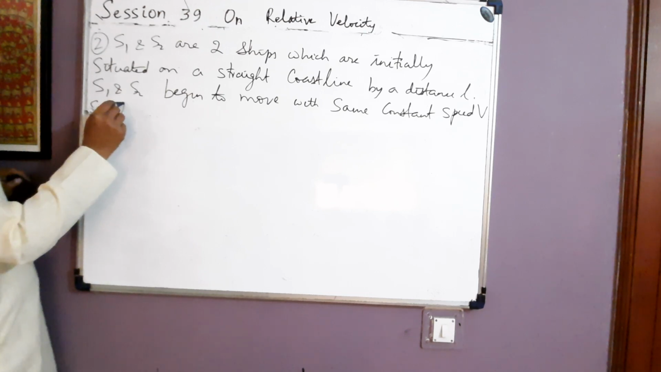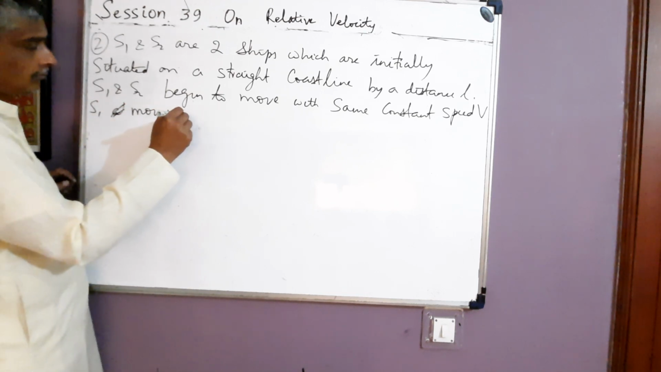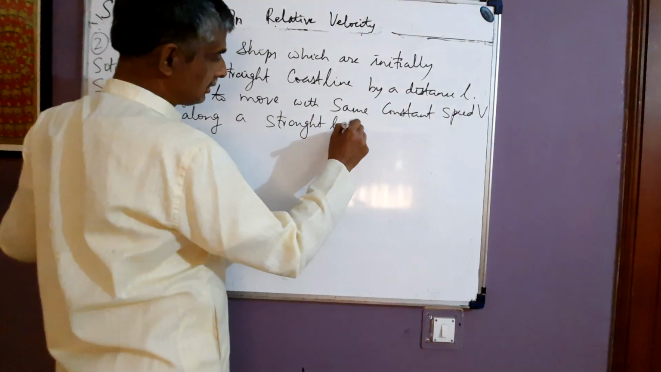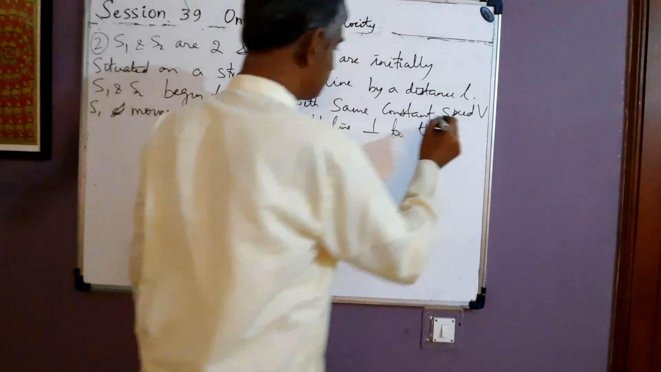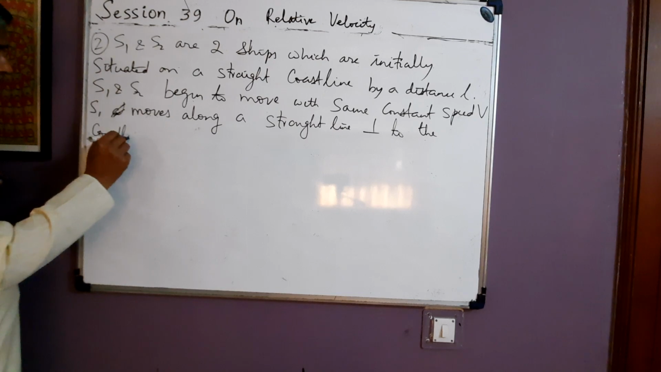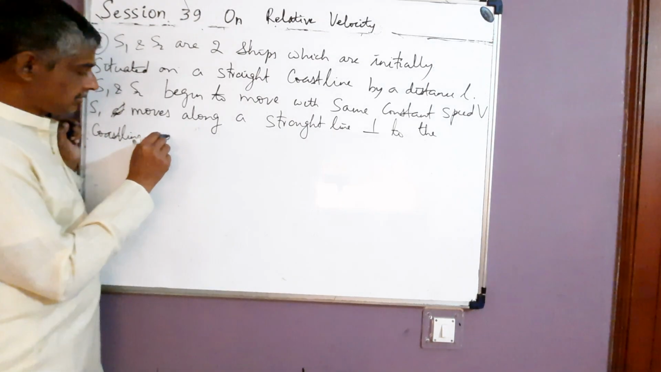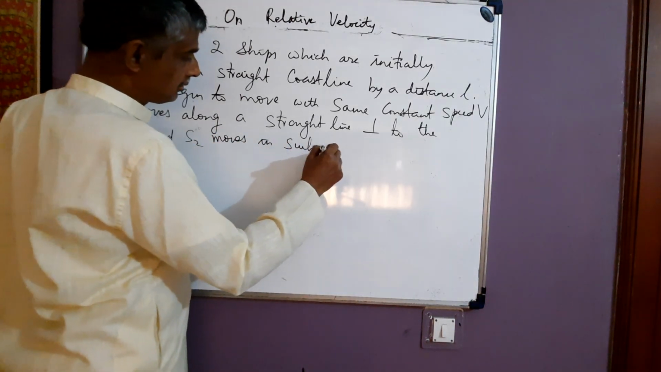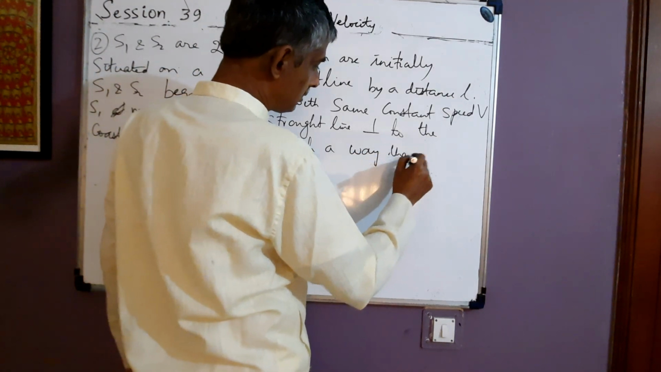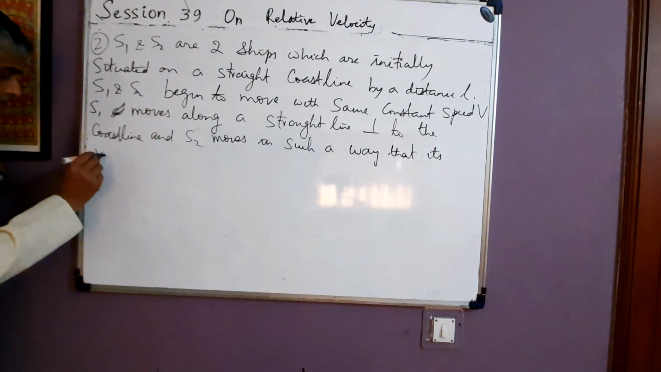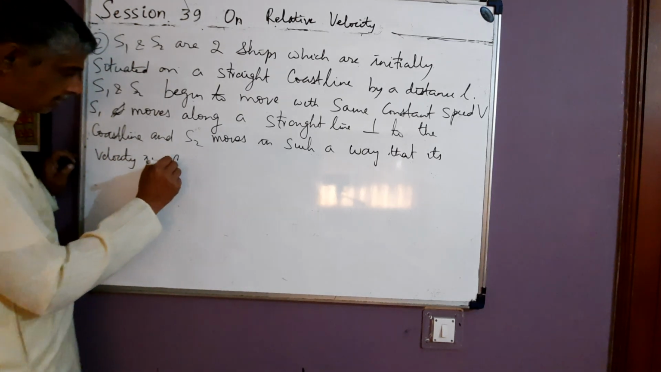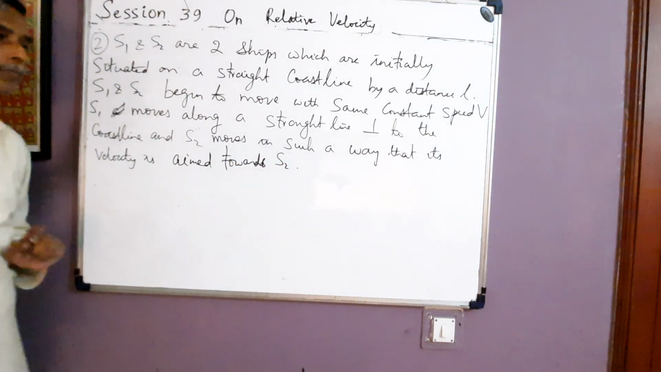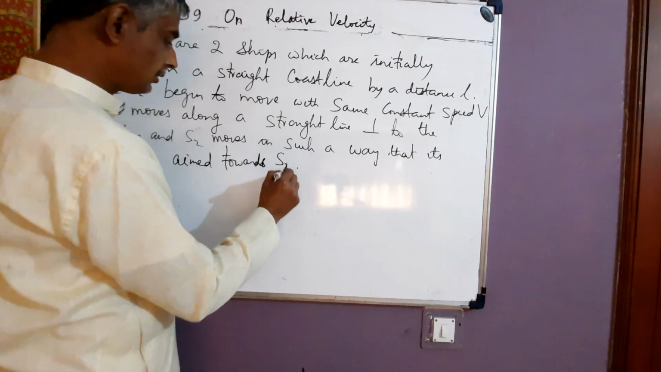S1 moves along a straight line perpendicular to the coastline and S2 moves in such a way that its velocity is aimed towards S1.